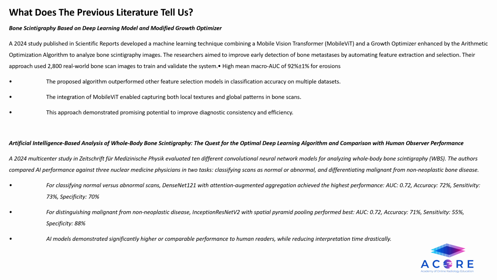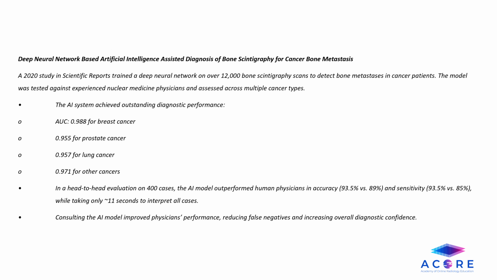And for distinguishing malignant from non-neoplastic disease, Inception ResNet V2 with spatial pyramid pooling performed the best, with similar stats to the DenseNet as far as area under the curve and accuracy go, but at the cost of a lower sensitivity but a much higher specificity than that of the DenseNet 121. And AI models on the whole demonstrated significantly higher or comparable performance to human readers while reducing interpretation time drastically.